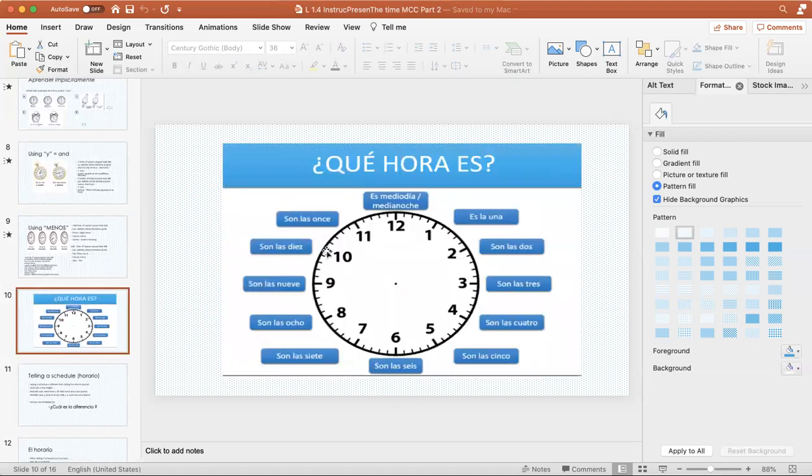Okay, so here we have some examples. ¿Qué hora es? So what time is it? We have es la 1, son las 2, son las 3, son las 4, son las 5, son las 6, son las 7, son las 8, son las 9, son las 10, son las 11. And then we have es mediodía o es medianoche. It's noon or midnight, but you can say son las 12. And then here you can add y or menos depending on the time.